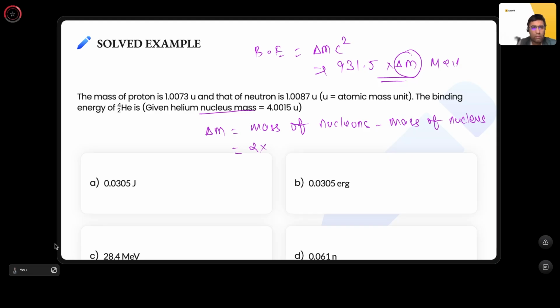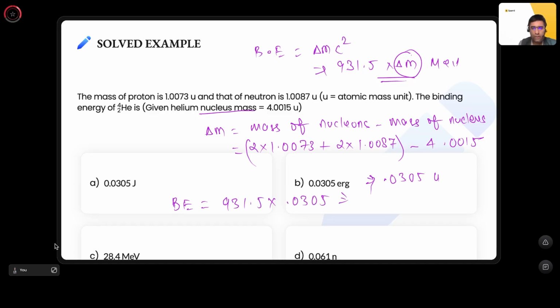So 2 into mass of proton is 1.0073 plus 2 into mass of neutron is given as 1.0087. All right. Minus 4.0015. Now, if we solve this, we'll get 0.0305. So it will be 0.0305 AMU or unit U, and the binding energy is 931.5 into 0.0305. And if we solve this, we'll get 28.4 mega electron volt.